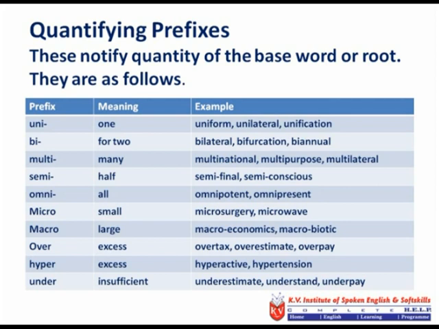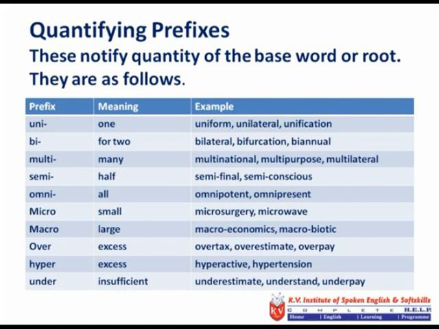Uni. Uni means one. The following are some of the words which can be formed with uni: uniform, unilateral, unification. Bi. The prefix bi means two.